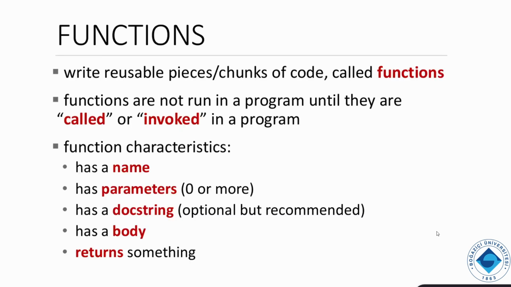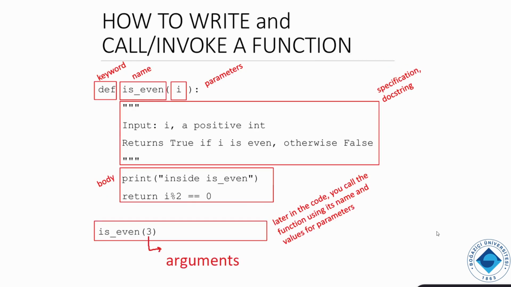Functions are reusable pieces of code. They are not run in a program until they are called or invoked. Functions have some characteristics such as name, parameters, document string, body, and return something. Let's have a look at the skeleton of a function.